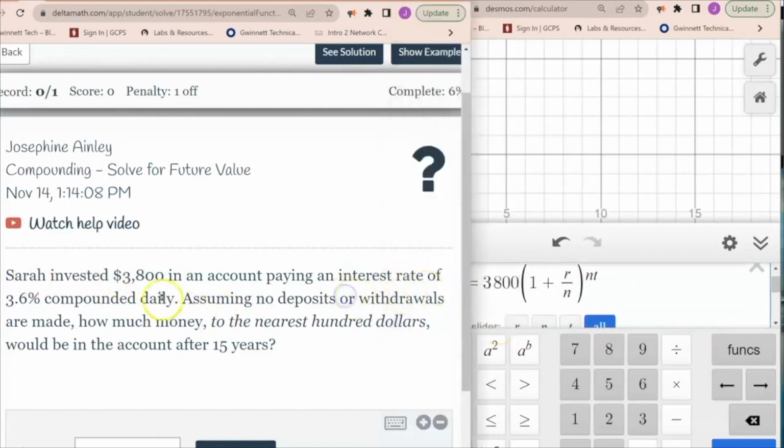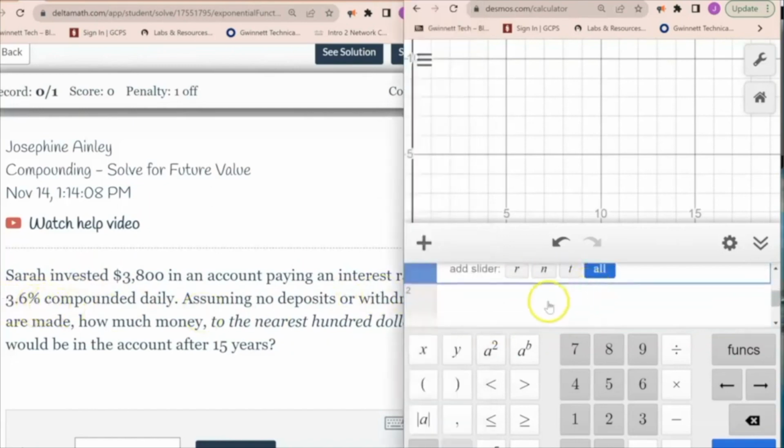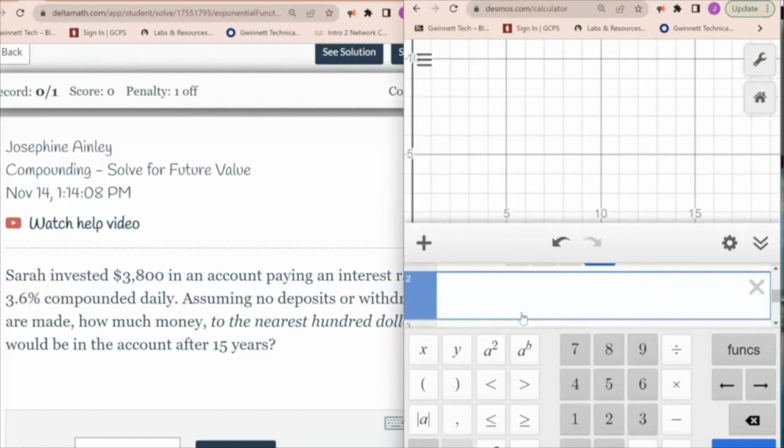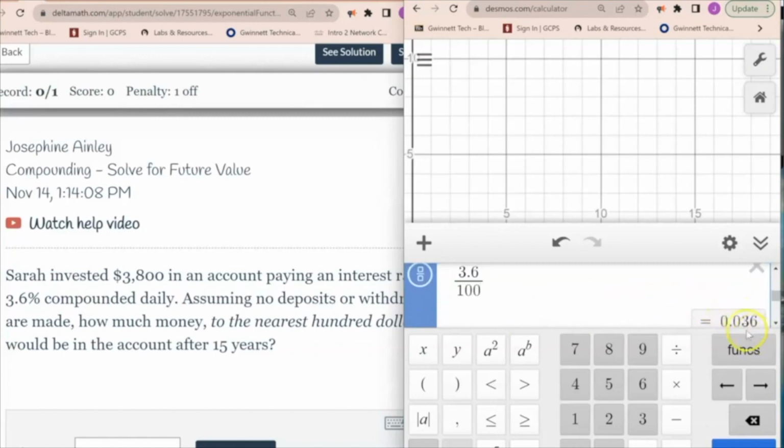In an account paying an interest rate of 3.6%. So that's my interest rate, that's my r. However, you cannot put a percent in there. So before you can put it in, you must get rid of that percent. And how do you do that? You divide by 100. So that's 0.036.